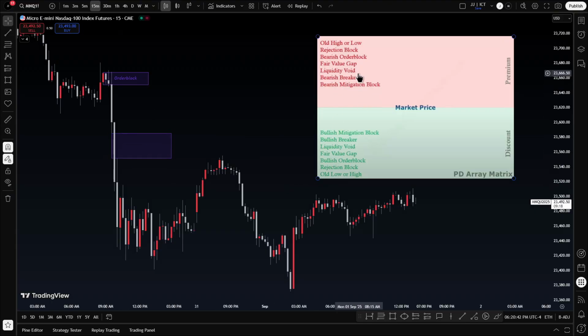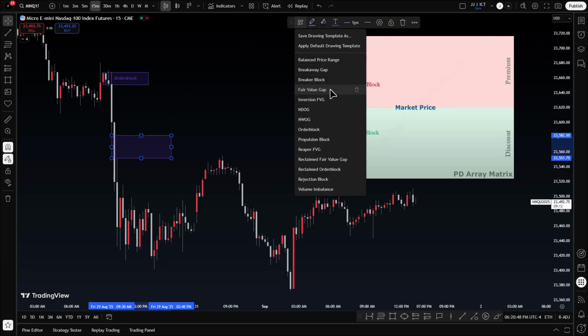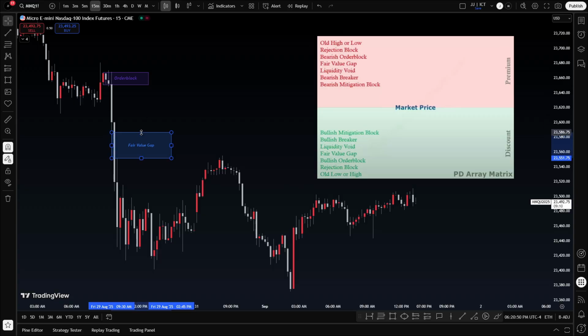Looking at the PD array matrix, which one is stronger? The fair value gap or the order block? Let me mark this as fair value gap, so you won't get confused. So which one is stronger according to the matrix? Well, the fair value gap is on top of the order block, so that means the fair value gap is stronger. What this means in this scenario is price is not going to reach all the way up here into this order block. Why?